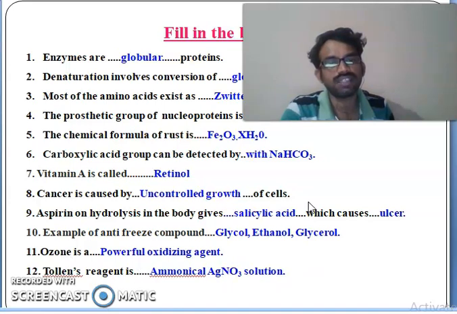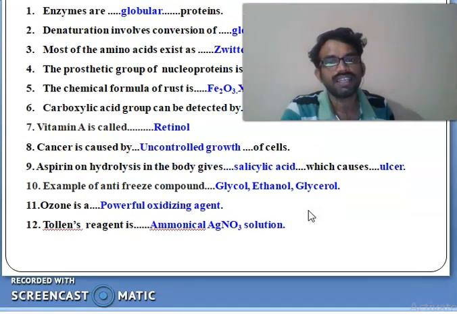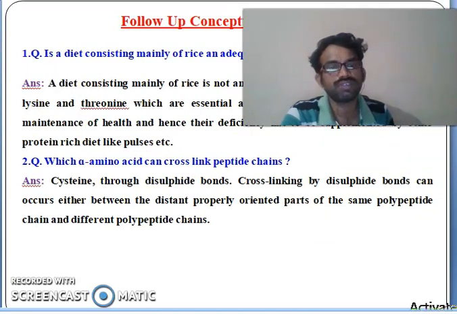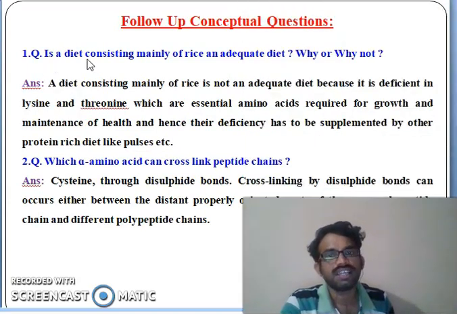Toluene is tested with ammoniacal silver nitrate solution. And I have also written a few questions here. Is a diet consisting mainly of rice adequate? Why or why not? Rice doesn't have lysine and threonine, which are amino acids, so you need to take them from other sources. And which alpha amino acid contains cross-links in peptide chains? Cysteine, through disulfide bonds; cross-linking disulfide bonds form in the peptide chains, with orientation of the same peptide chains or different peptide chains.